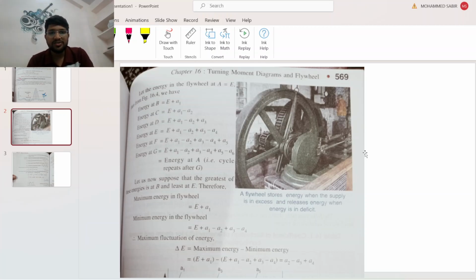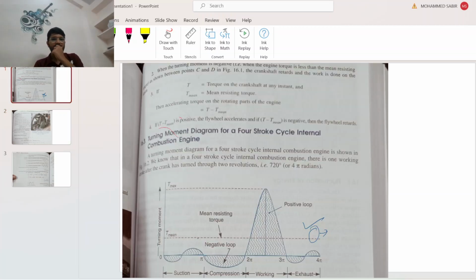In today's session, we are taking up a topic that is flywheel design. The topic comes under designing, and we will learn flywheel design. First, I'm focusing on explaining what a flywheel is.